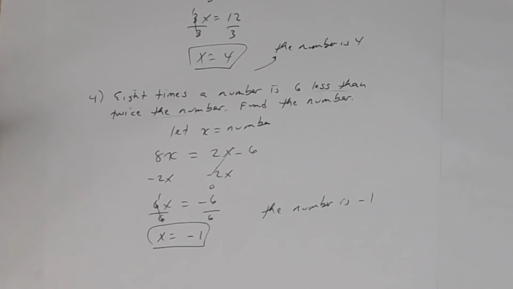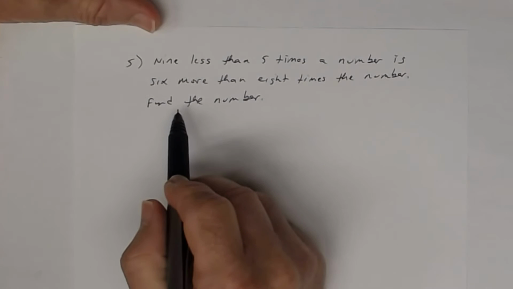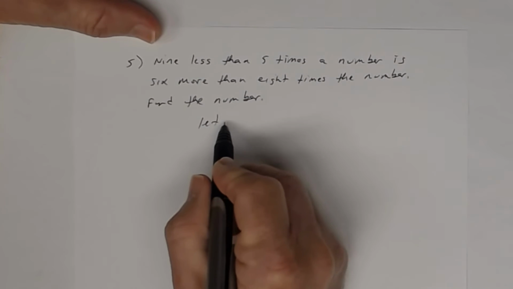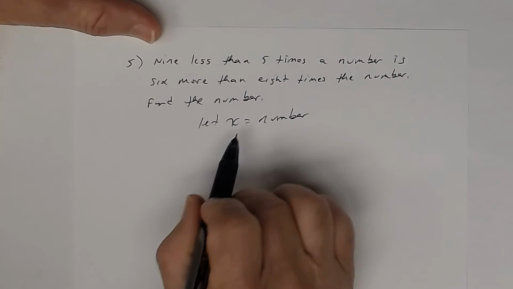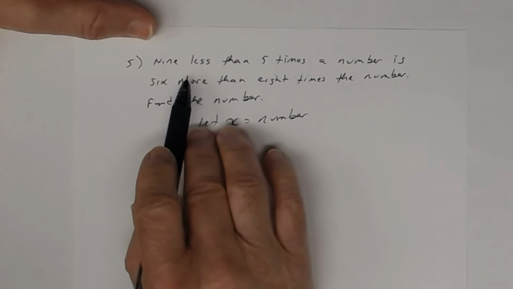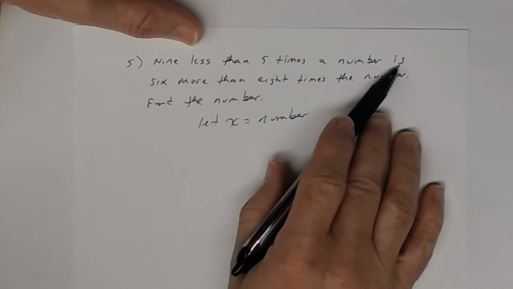So this is going to be number 5. Okay, number 5. 9 less than 5 times a number is 6 more than 8 times the number. And you want to find the number. So let's go ahead and let x equal the number. That's going to be unknown. Then we're going to translate these words into expressions. So 9 less than 5 times the number is. So there's that word is. So that's going to be equal.